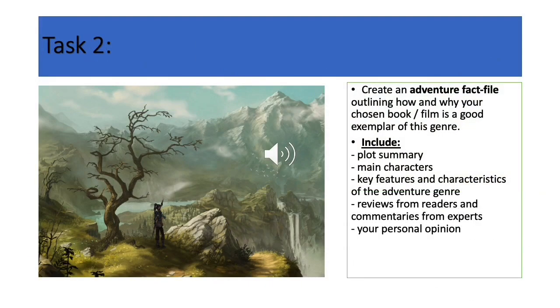Okay, so for task two, we're now going to look at creating an adventure fact file, which outlines how and why your chosen book or film is a good exemplar of this genre. In your fact file, I would like you to include a plot summary, the main characters, key features and characteristics of the adventure genre, reviews from readers and commentaries from experts, and your own personal opinion. Just to show you what I'd like, I'm going to give you an example on the next slide of my own fact file.